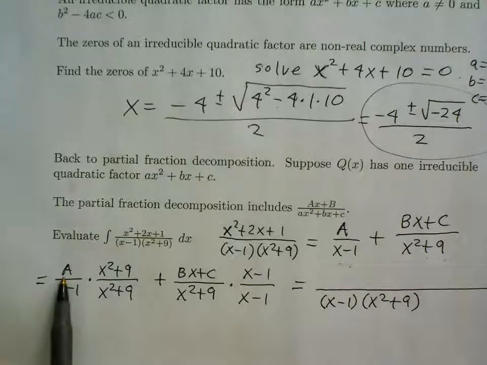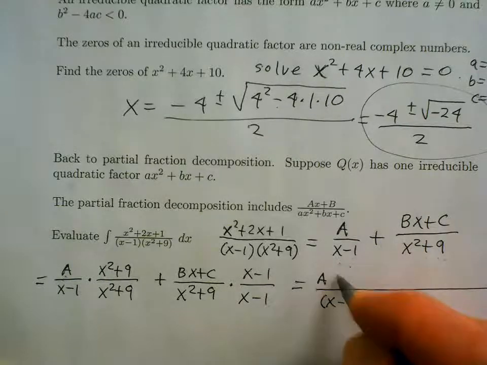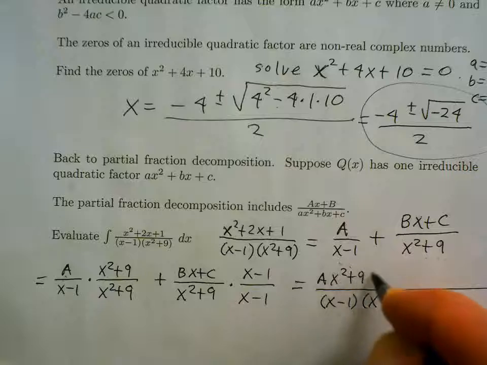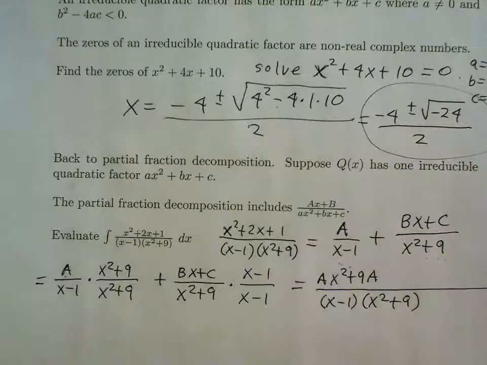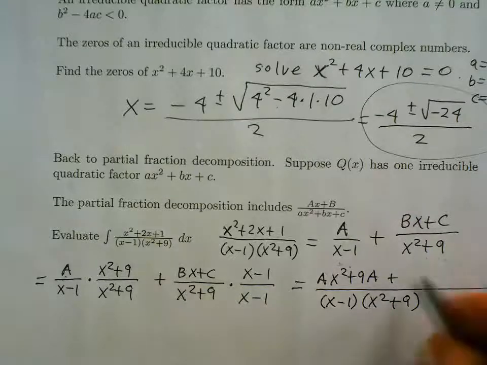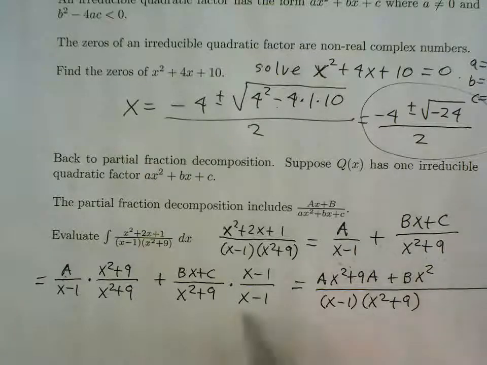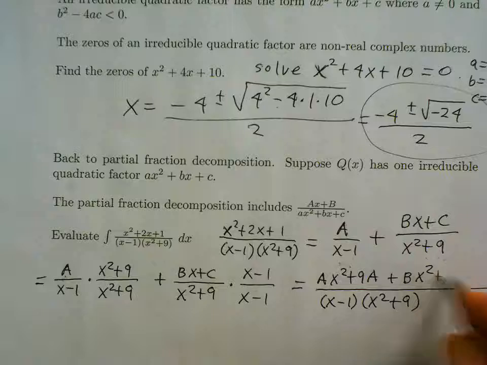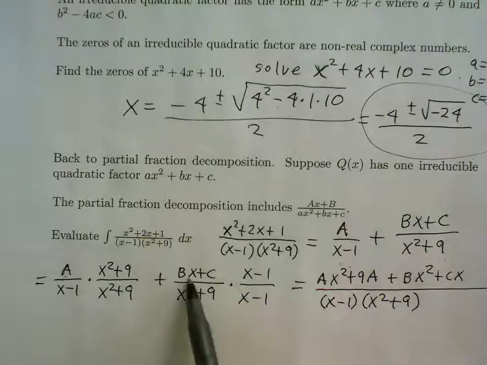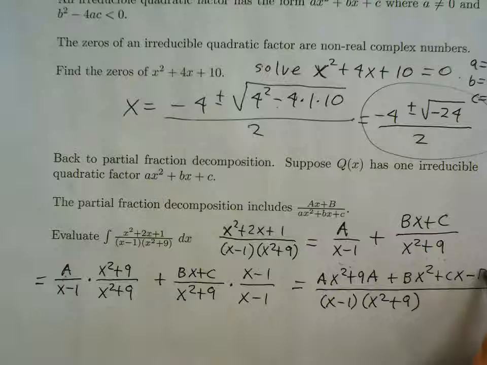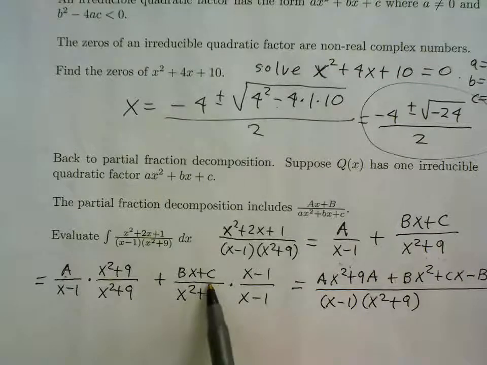In the numerator, we'll have A times the quantity x squared plus 9. So that's Ax squared plus 9A. And then the quantity Bx plus C times x minus 1. We're going to get Bx times x, or plus Bx squared, and then plus Cx, minus Bx, and lastly, minus C.